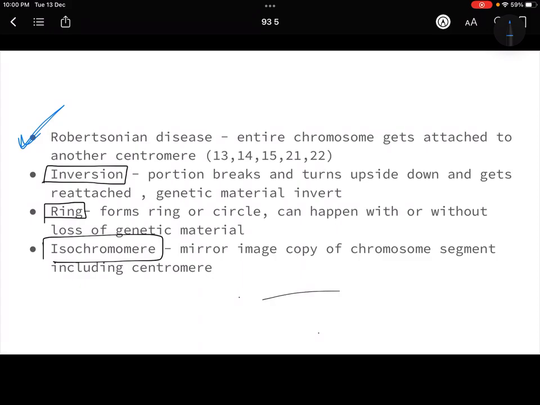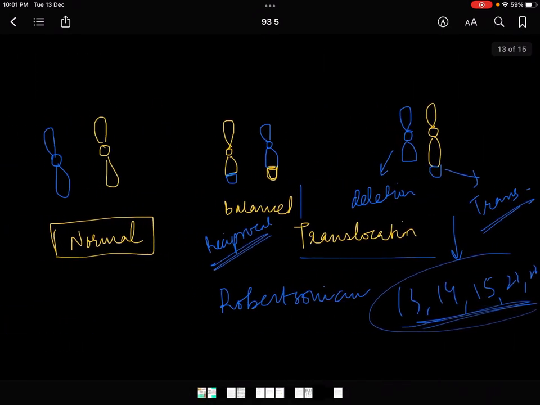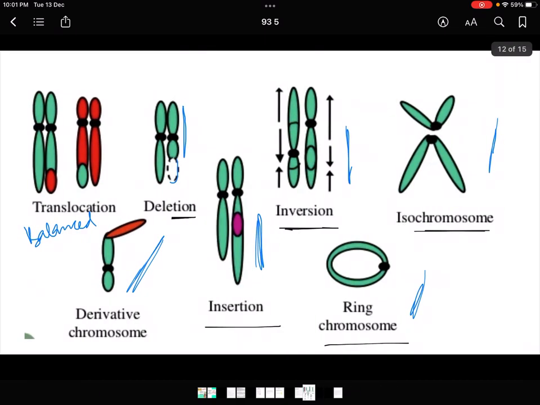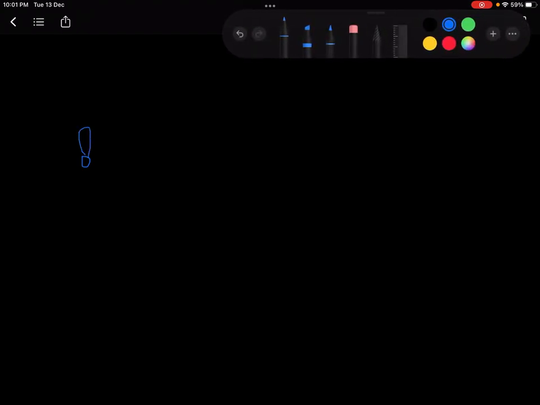Now comes inversion. Now what happens in inversion? The part or portion of a chromosome breaks, turns itself upside down and gets reattached. So genetic material gets inverted. Now this might sound very tough to you, what is happening. So you can just see if there is a picture. Yes, I have put a picture here. This shows inversion. But I'll make it a lot clearer picture for you. Basically normally it should have been like this. So let us differentiate now, otherwise you will not be able to understand. This is a normal chromosome.